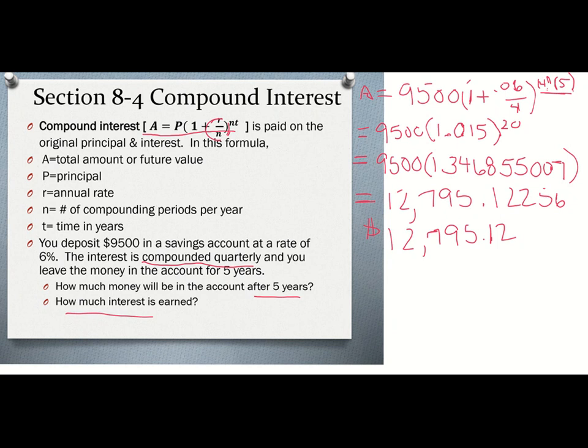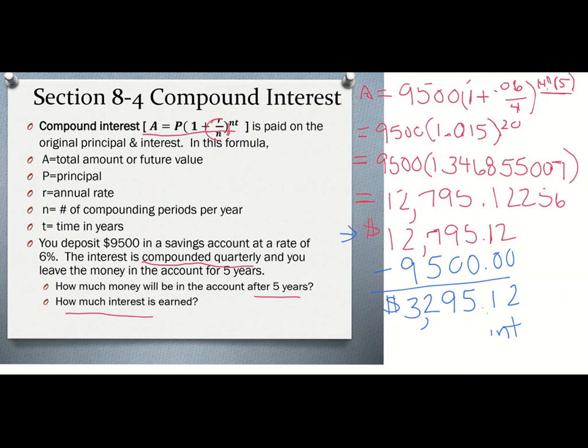So now to figure out how much interest is earned, this is what is in the account after the 5 years. So we're going to subtract the money that we put in. So we'll subtract our 9,500. And we end up with $3,295.12, and that is our interest. Just to find the interest, you want to subtract the principal amount, or what you put into the account.